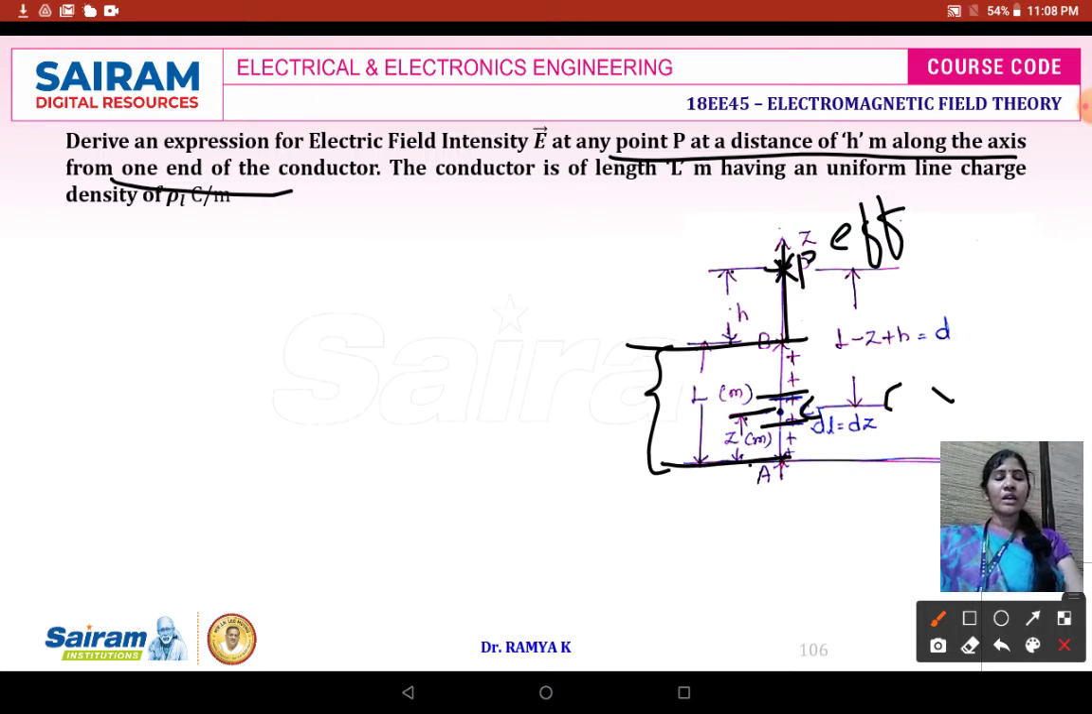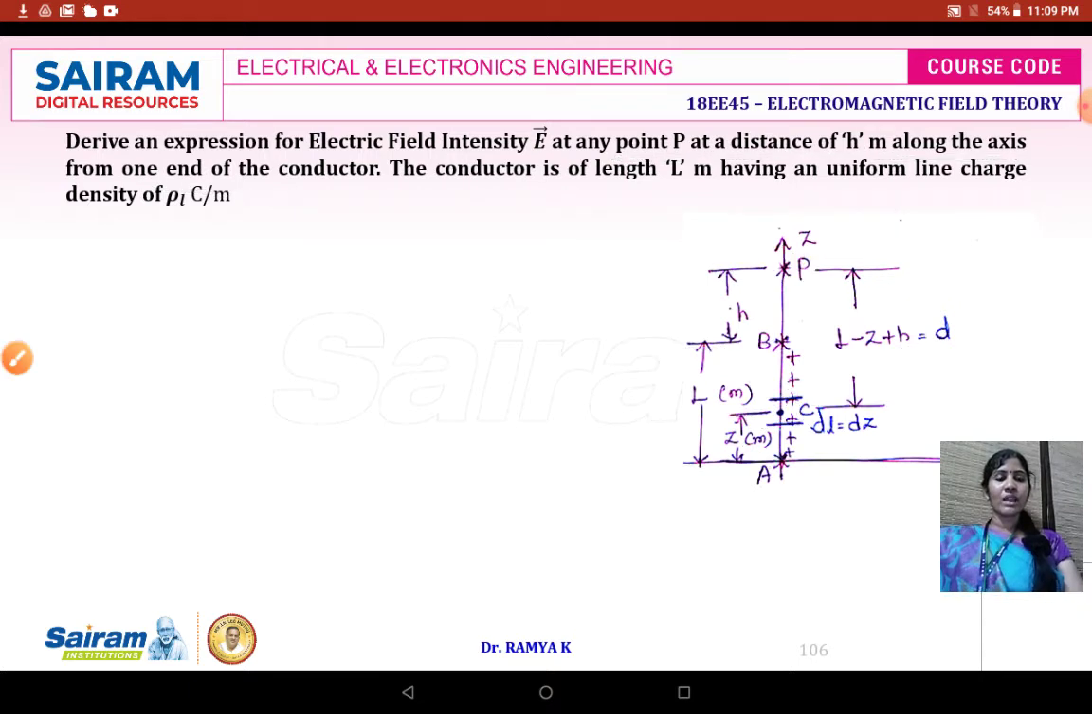Here if dl is equal to dz, therefore the distance between cause and effect is going to be r. That you can identify as the distance from here to here, it is z meter. Therefore L minus z plus h. L minus z is going to be this parameter, and adding h, L minus z plus h is going to be the distance between the cause and effect.